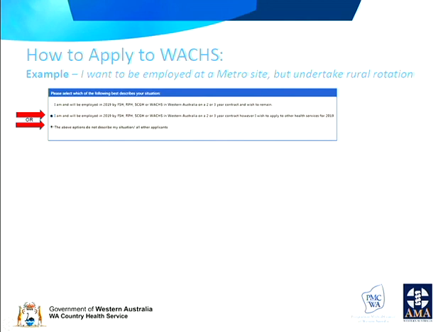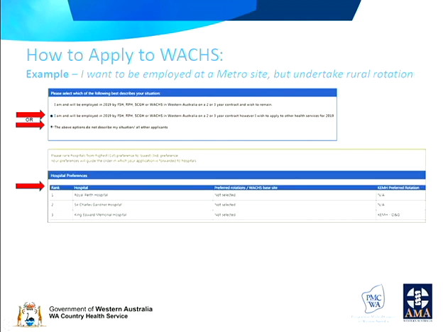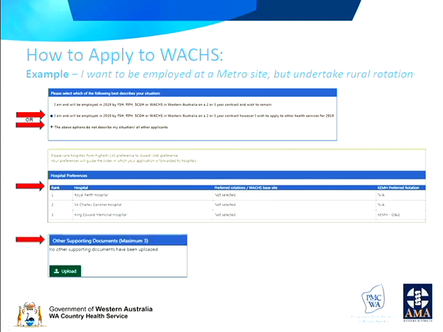So this is the other example of when you want to just do a rural rotation from a metro site. That might be that you're staying at your current site, or might be a completely different option, option 3, where it says the above options do not describe my situation. Whatever your case may be, you choose Royal Perth or Sir Charles Gardner, who are the primary employing services that have rural rotations, and then you will get a chance to attach supporting documents as required.